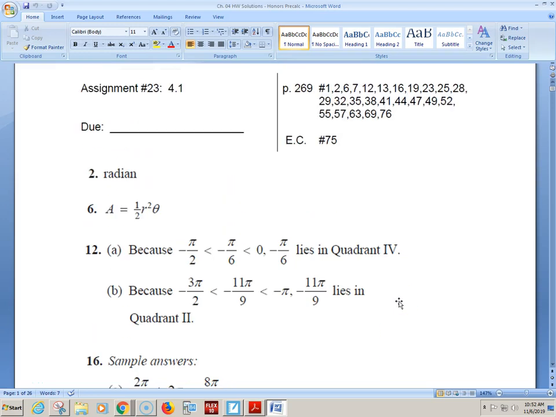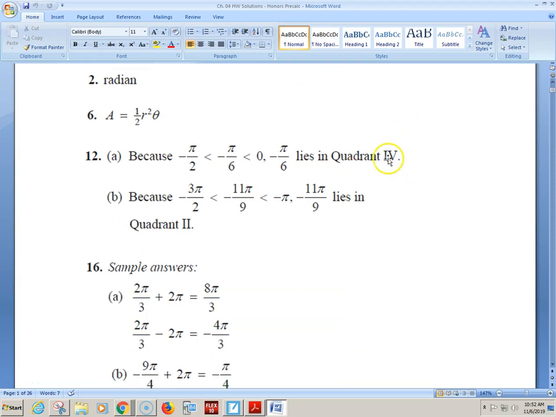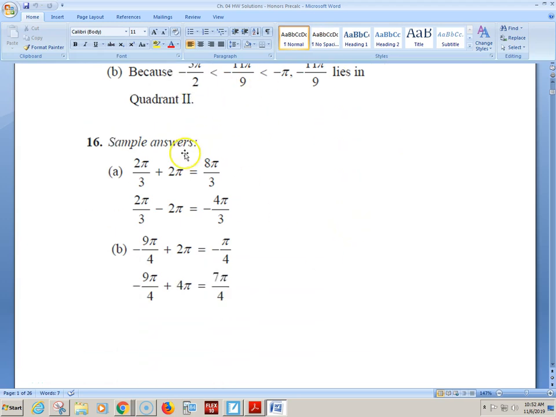radian. Number 6 was just a fill-in of a formula, I'm pretty sure. One of those application formulas, you probably had to dig for it just a little bit. Number 12, A was quadrant 4 and B was quadrant 2. Number 16, to get coterminal angles.